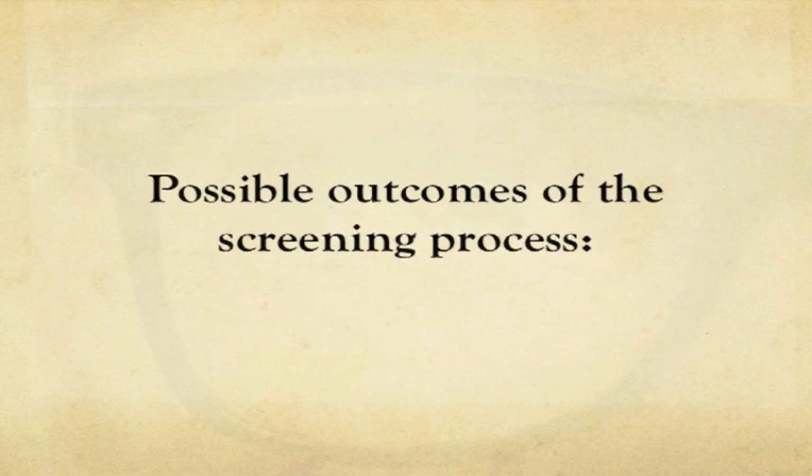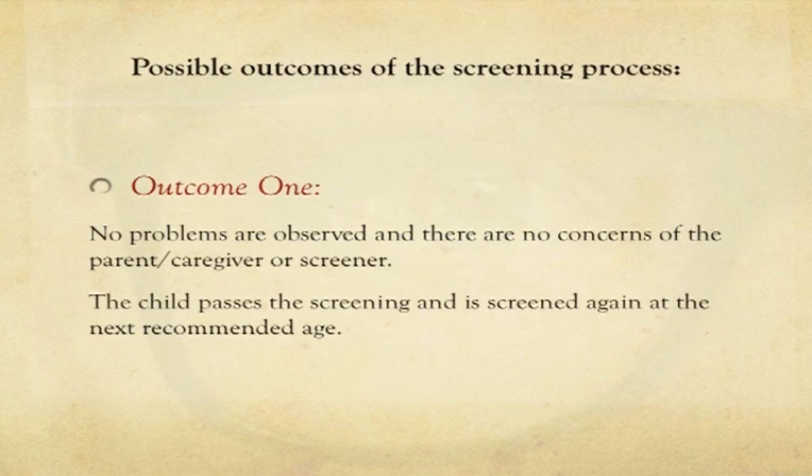Now, let us discuss the possible outcomes of the screening process. Outcome 1. No problems are observed and there are no concerns of the parent or caregiver or screener. The child passes the screening and is screened again at the next recommended age.